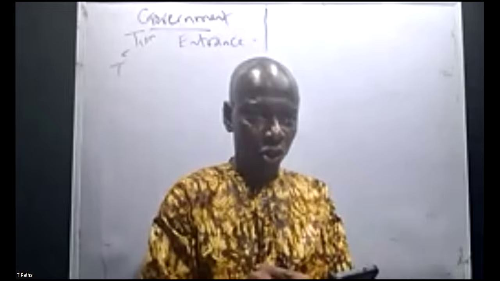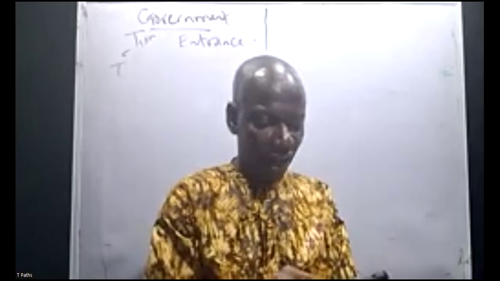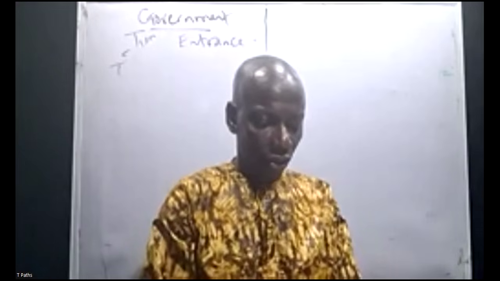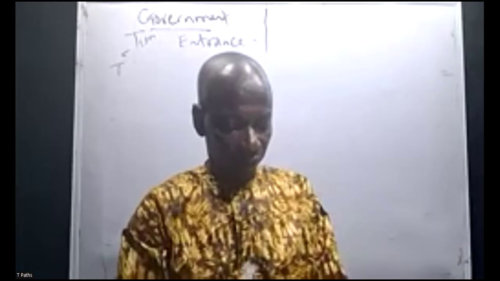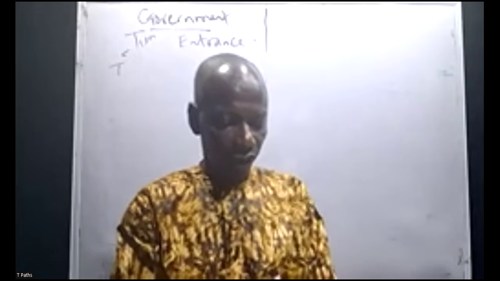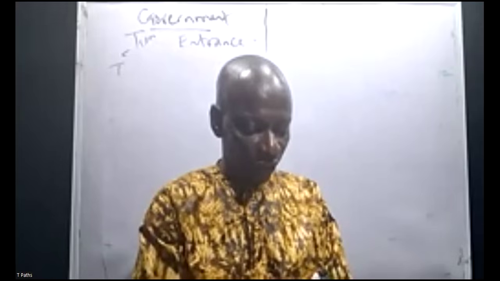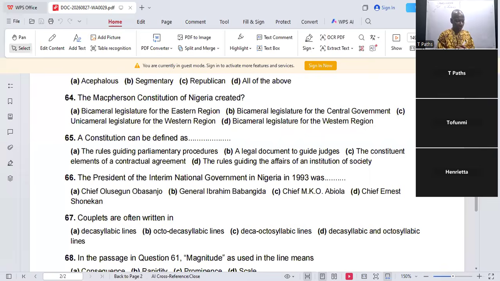A constitution can be defined as dash. We all know that constitution is a framework that defines a country. A, the rules guiding parliamentary procedure. B, a legal document to guide judges. C, the constituent element of a contractual agreement. D, the rules guiding the affairs of an institution of society. The answer is D, the rules guiding the affairs of an institution.